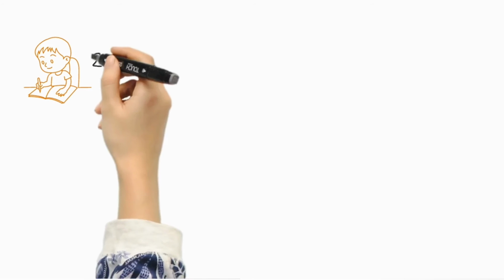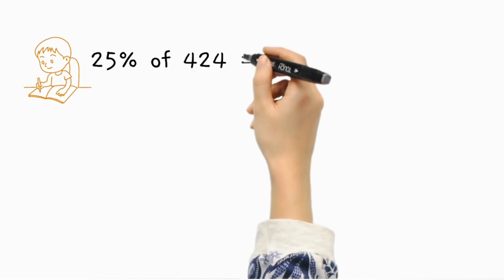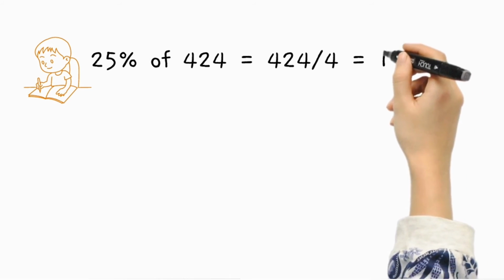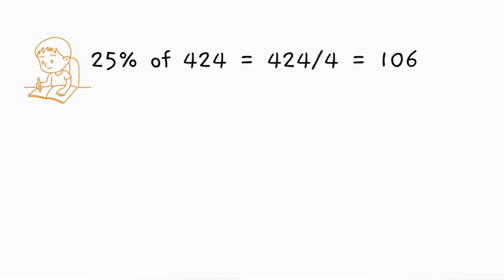Let us look into some more standard percentage calculations. As you know, 25% of any number is 1/4 of the value. For a given number 424, 25% is 424 divided by 4. That value is 106.